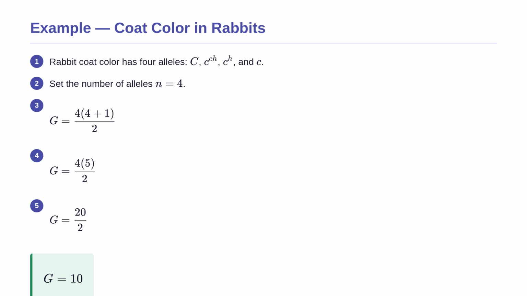Since there are 4 alleles, we set our variable n equal to 4. Substituting this into our formula, we first add 4 and 1 inside the parentheses to get 5. Multiplying the 4 alleles by 5 gives us a raw total of 20 pairings. Finally, we divide by 2 to remove the duplicate mirror image pairings. Our final answer is 10. This shows that adding just one more allele significantly increases the genetic diversity to 10 possible genotypes.